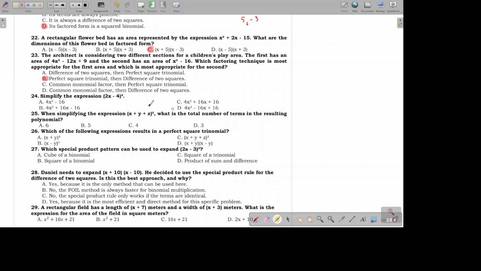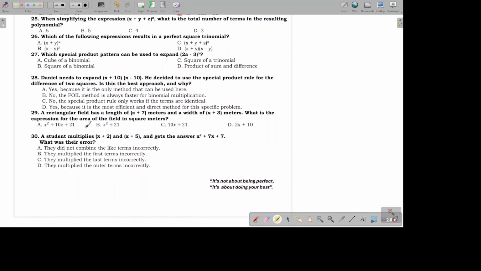But to complete the perfect square trinomial, we square the last term. Negative 4 times negative 4 is positive 16, which is also what we have here. Therefore, the answer is letter D. But apply what I'm doing here in the actual exam, because the given there will be different.